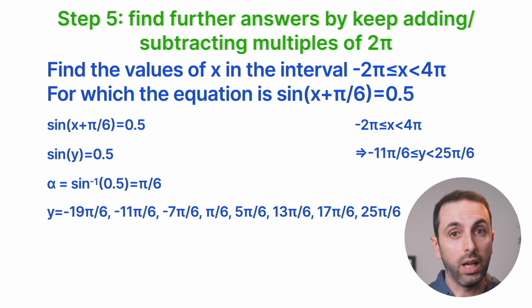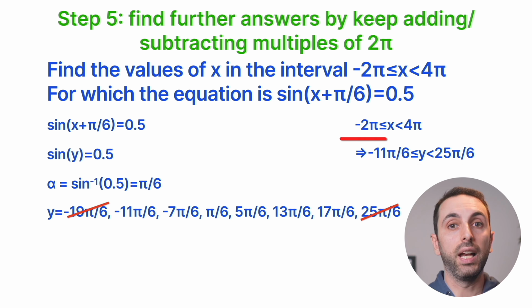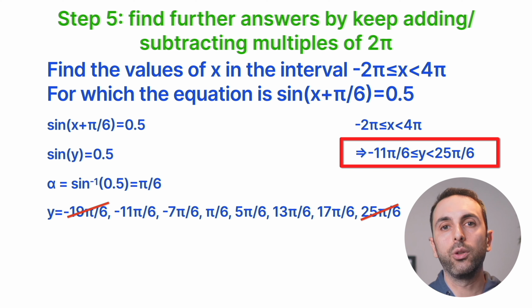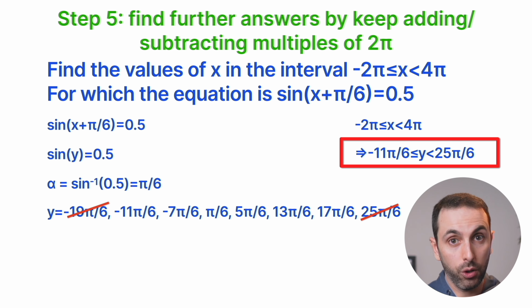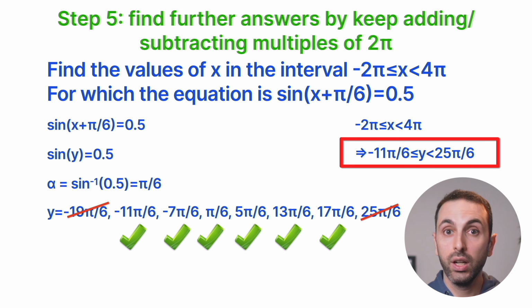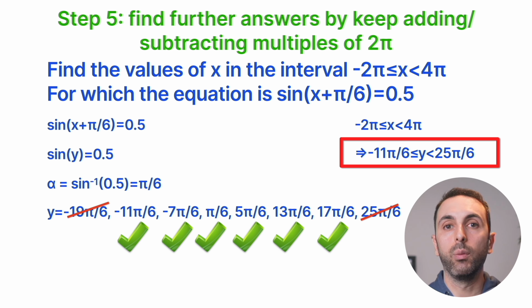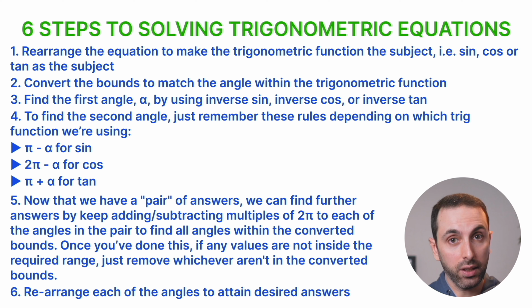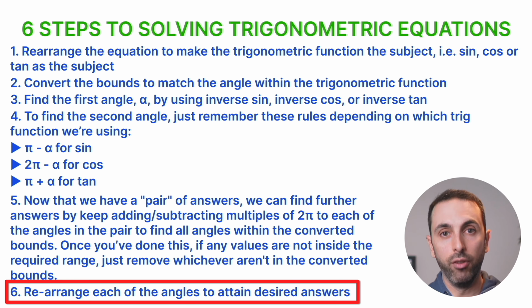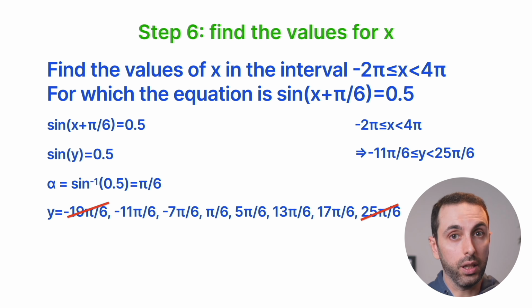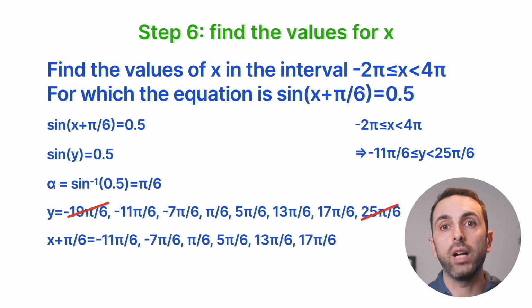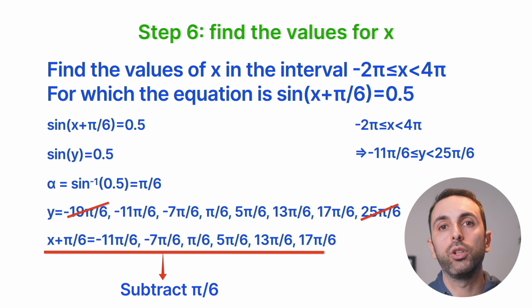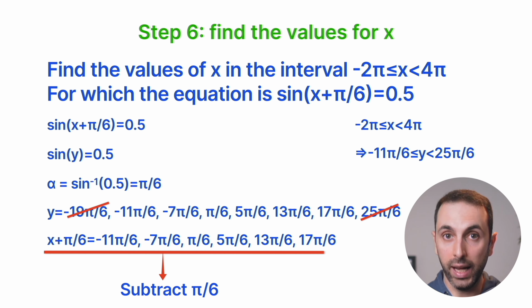I'm now going to cross out any values that are not inside our converted range, as these values are not needed. This now gives us all the solutions within our bounds. However, let's not forget that we're looking for the solutions for x and not for y. So looking at the sixth step, this is pretty straightforward. All we need to do here is just replace y with x plus pi over 6, then subtract pi over 6 from each of the values we just found in order to find the solutions for x.